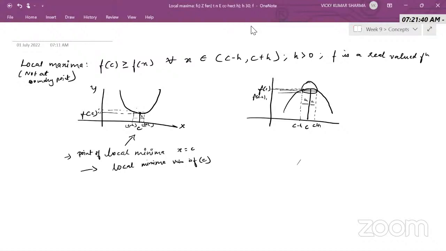Okay, so now let me discuss another example. So basically, this is not a point of local maxima, right?